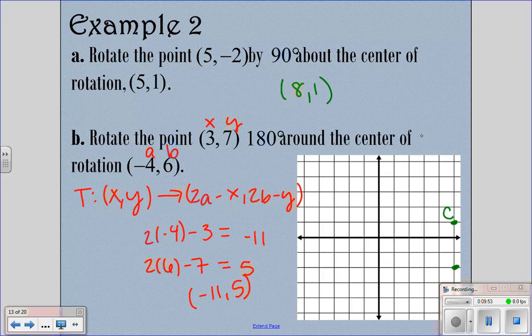You could say 3, 7, and then it's going about the point negative 4, 6, so it's over here, and you want to rotate it, and it ends up over here somewhere. It would be on a straight line, so I probably didn't draw it quite well. It's going to be the point somewhere over here, where this distance is the same as this distance. So you can do it on a graph if you forget this formula, but I just think the formula makes it quick, and you don't have to worry about accidentally miscounting something on your graph.